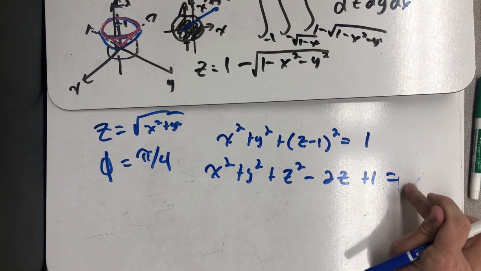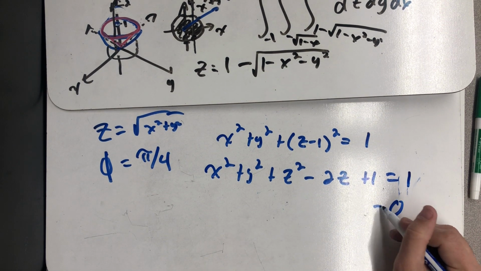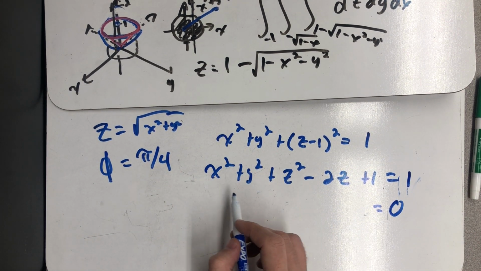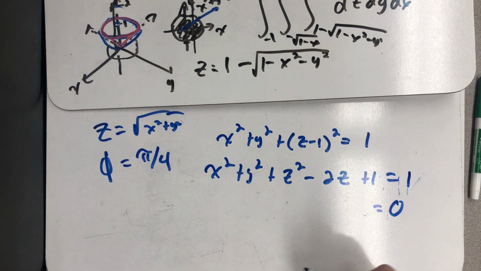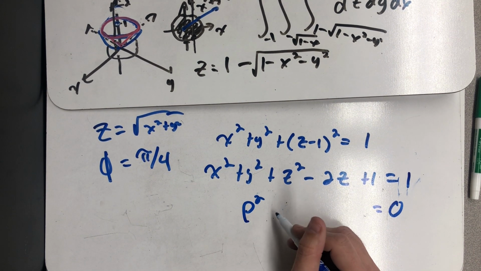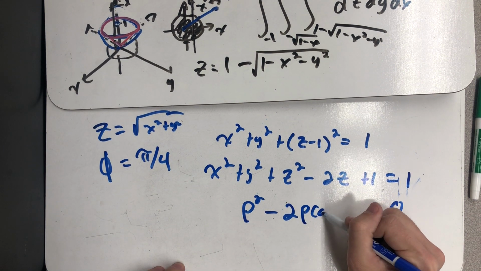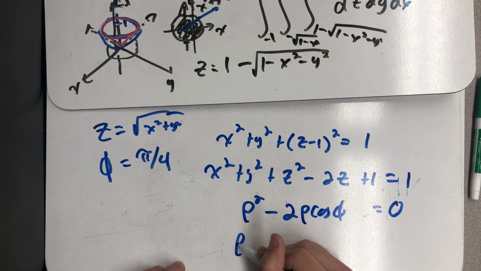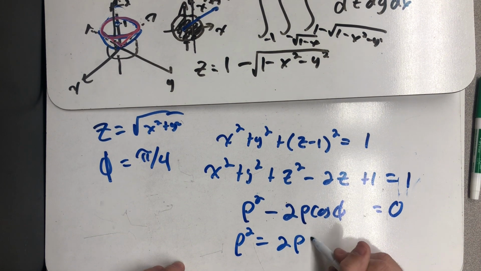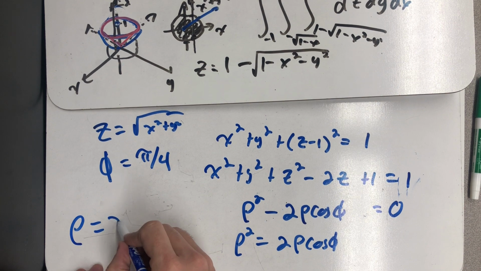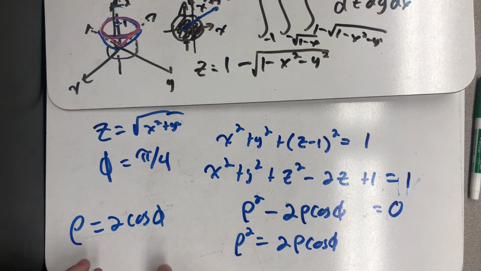Right away, I can subtract 1 from both sides and make this equal to 0, at least for a moment. x squared plus y squared plus z squared, well, that's rho squared, minus 2 times z, right? The 1's gone. I just have that minus 2 times z. Well, I know z is rho cosine of phi. Rho squared is then 2 rho cosine phi. And dividing out that rho, I'm left with rho equals 2 cosine of phi.